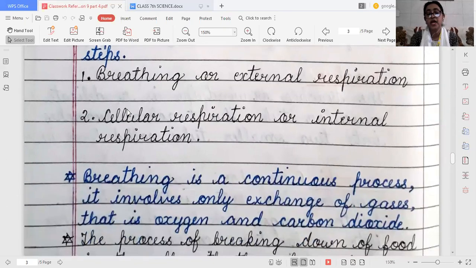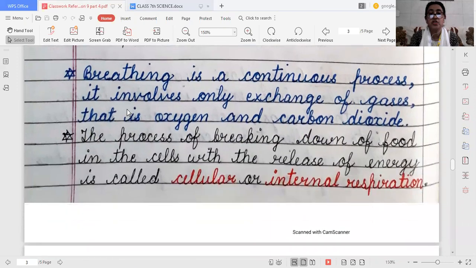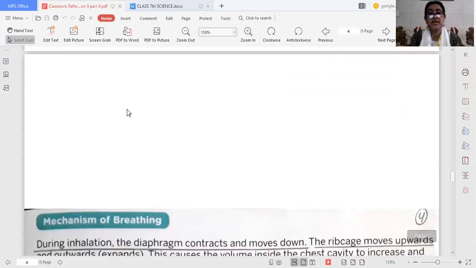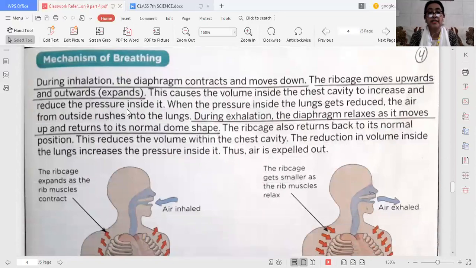What is breathing? Breathing is a continuous process. It involves only exchange of gases. Which gases? Oxygen and carbon dioxide. Cellular respiration is the process of breaking down of food in the cells, which releases energy. This is called cellular or internal respiration.